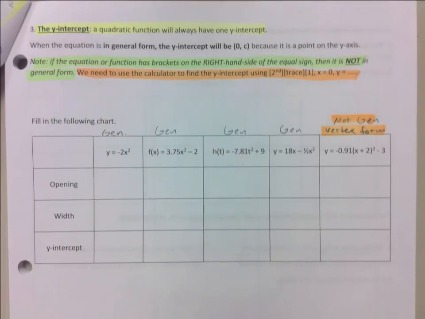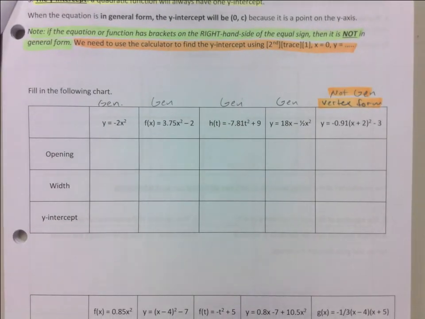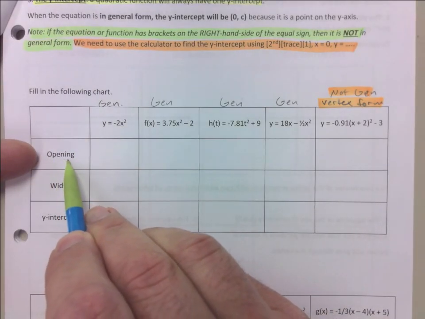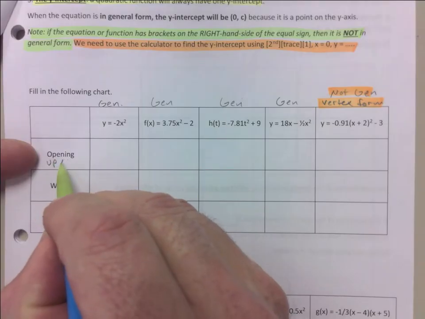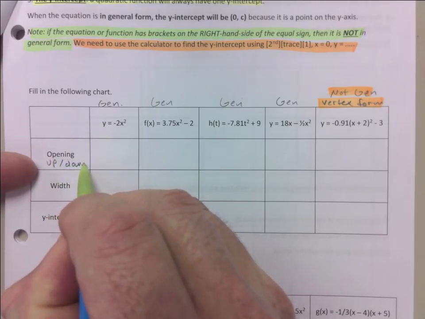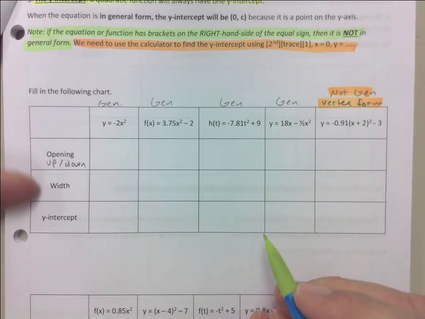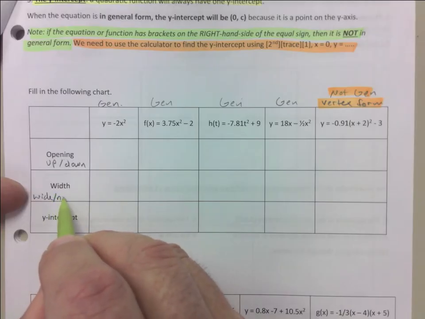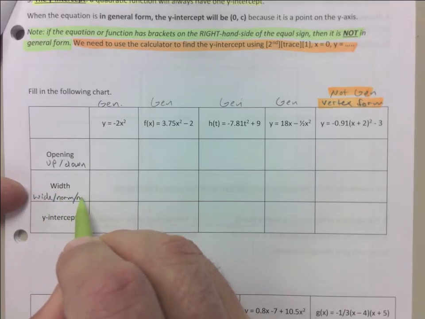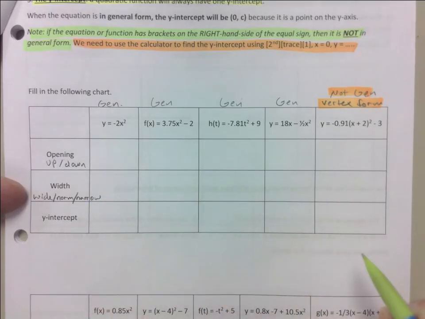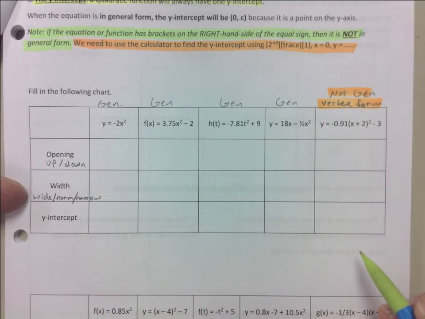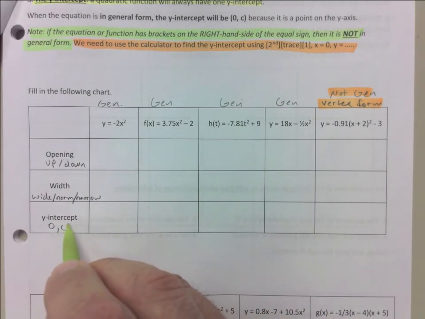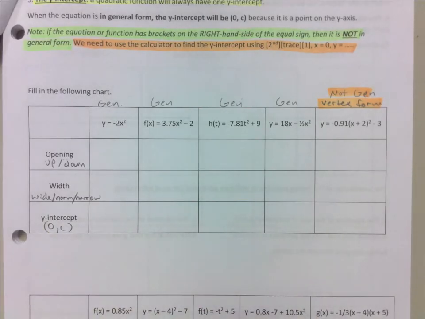Okay, let's answer the following question. I would expect you by tomorrow just being able to look at it and be able to tell me which way does it open? Is it up or down? That's what I'm asking you for. For the width, is it wide? Is it normal? Or is it narrow? Okay, that's what I'm asking you for there. And then the y-intercept is just going to be (0, c) if we have it in general form.